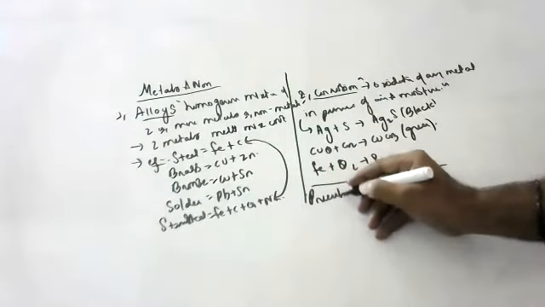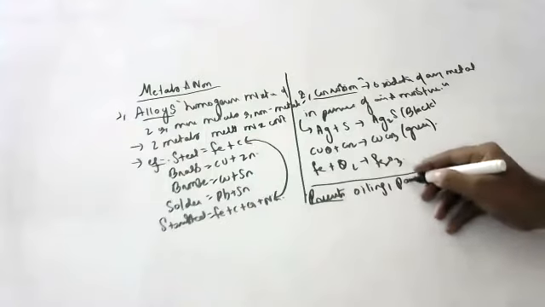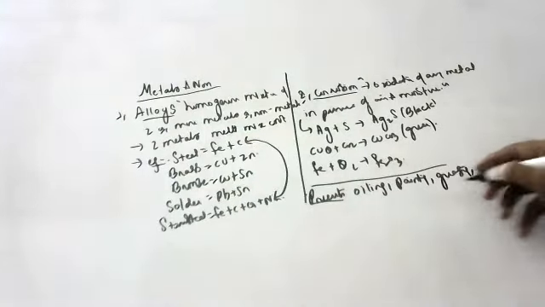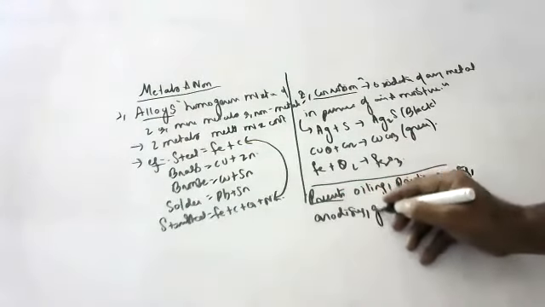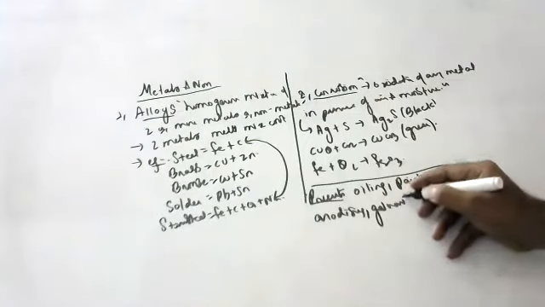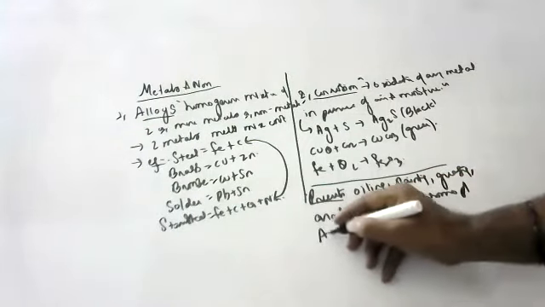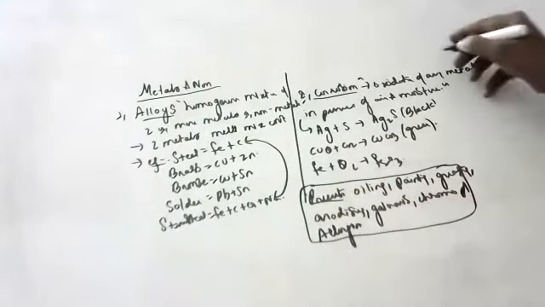What are the methods to prevent corrosion? Oiling, painting, greasing, anodizing, galvanizing, chrome plating, alloying. All these are the different methods of prevention of corrosion.